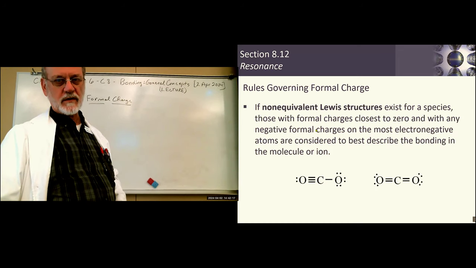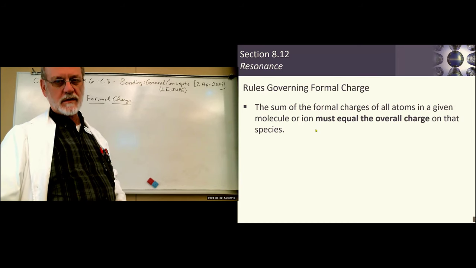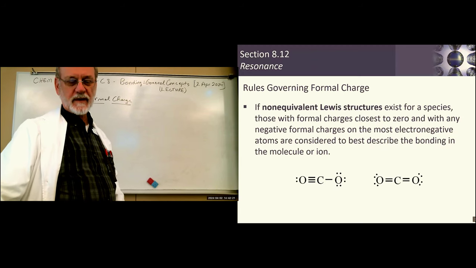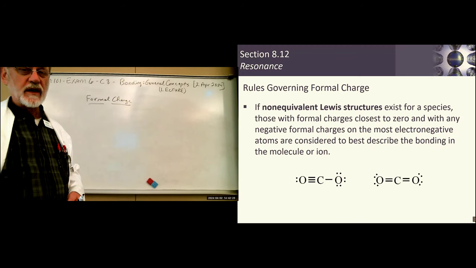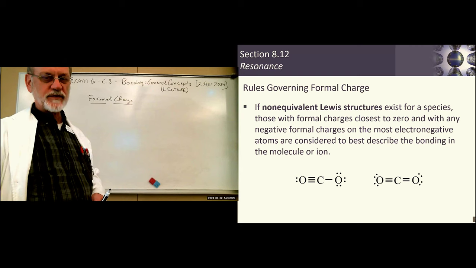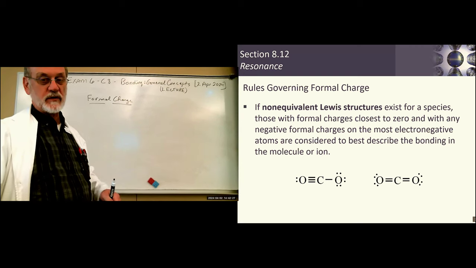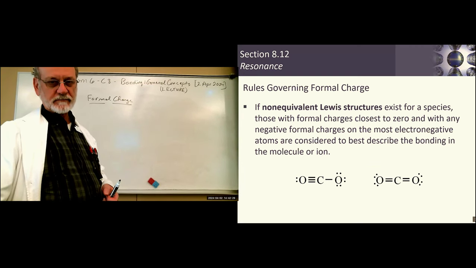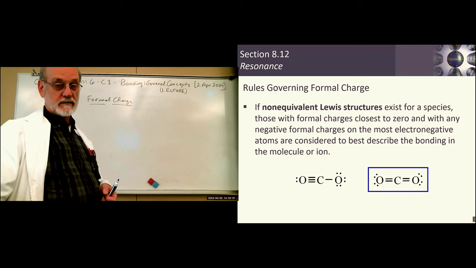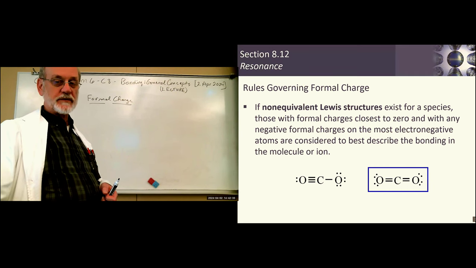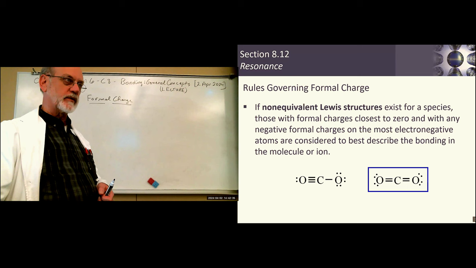You know, where's my arrow? There we go. All right, we already did this one. Non-equivalent Lewis structures. That's what this example that I just gave you is. And we would go for the carbon with two double bonds on it rather than the triple and a single.